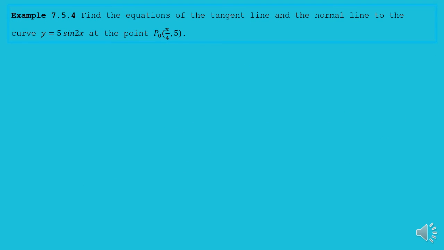Another example class is find the equations of the tangent line and normal line to the curve 5 sine 2x. Okay, so trigonometric function at the point p sub o pi over 4 and 5. Okay, so this is our x sub o or x. This is our y sub o or y. So the same process pa rin kanina.